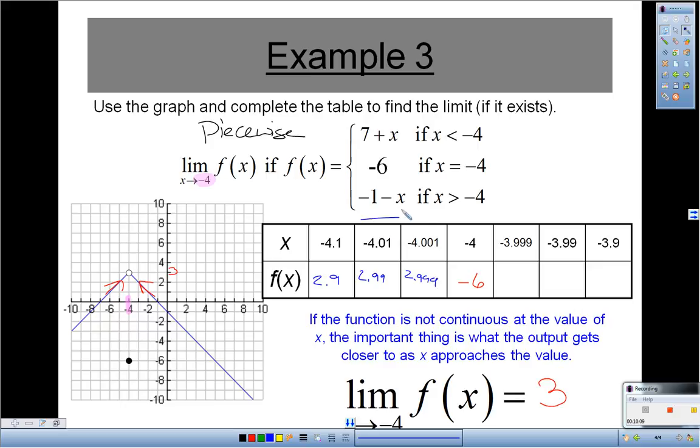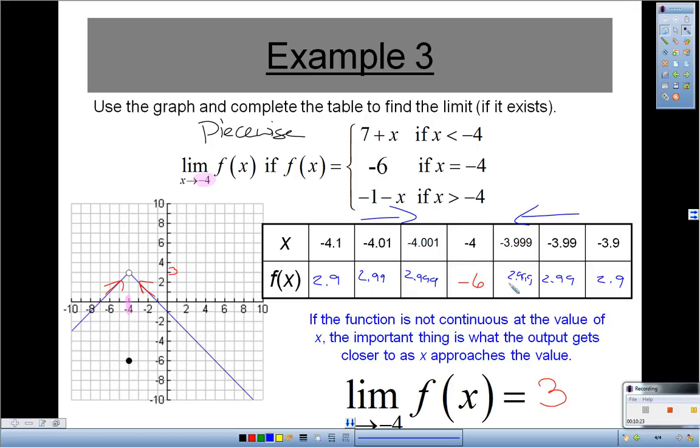Looks like it's getting close to the 3 over there. And then over here, I'd have 2.9, 2.99, and 2.999. Again, it's approaching from both sides. If you notice, it looks like they're approaching 3. Just for some odd reason, for this function, at -4, the value is -6.